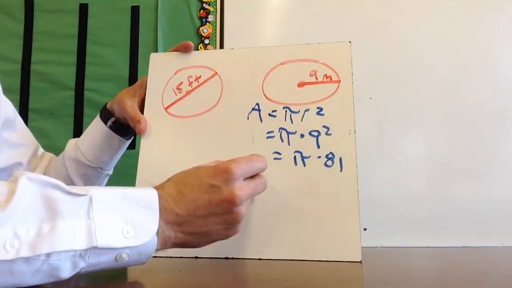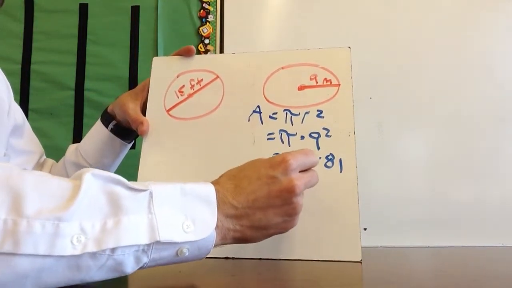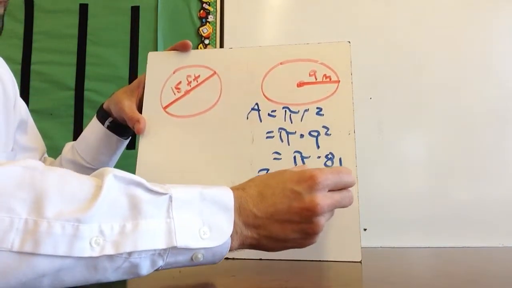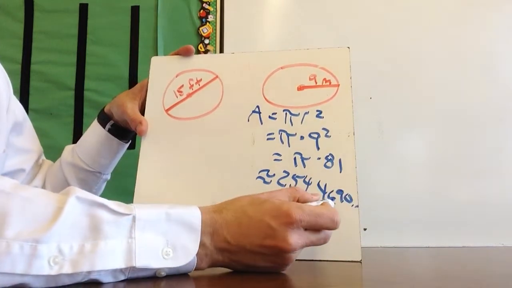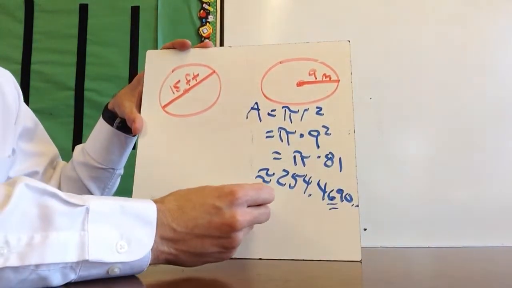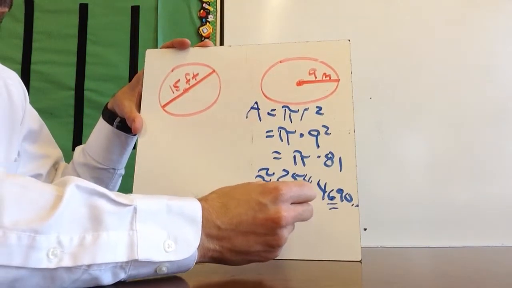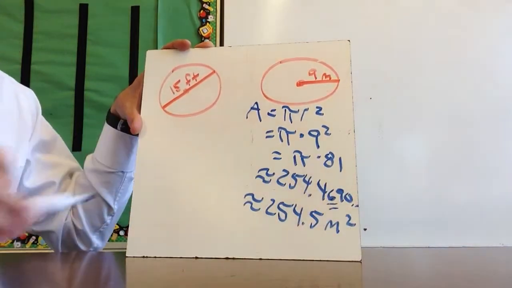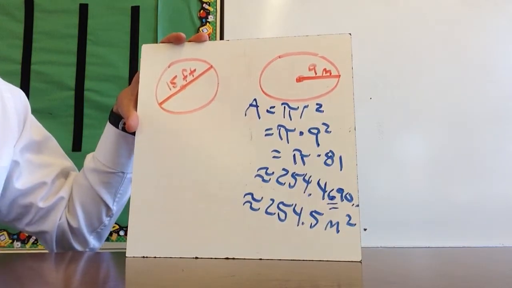When I type this into my calculator, it is 254.4690 dot dot dot. If I'm rounding to the nearest tenth, this 6 tells me I should round up. And so this is approximately 254.5. And remember, this is area, so this is square meters.